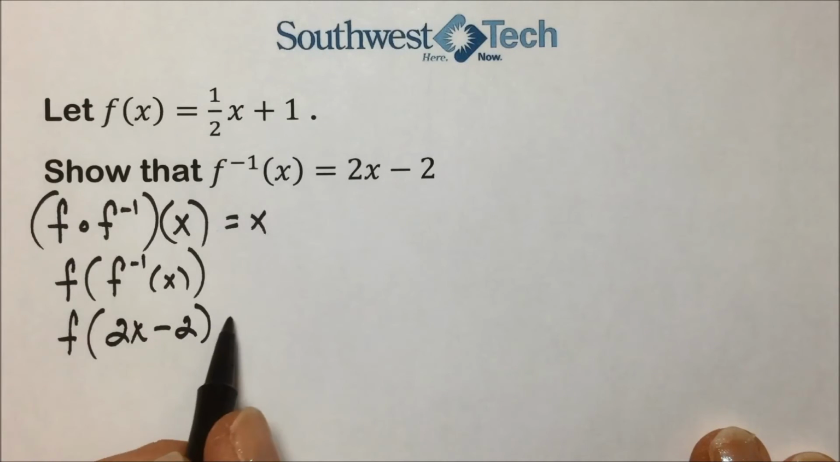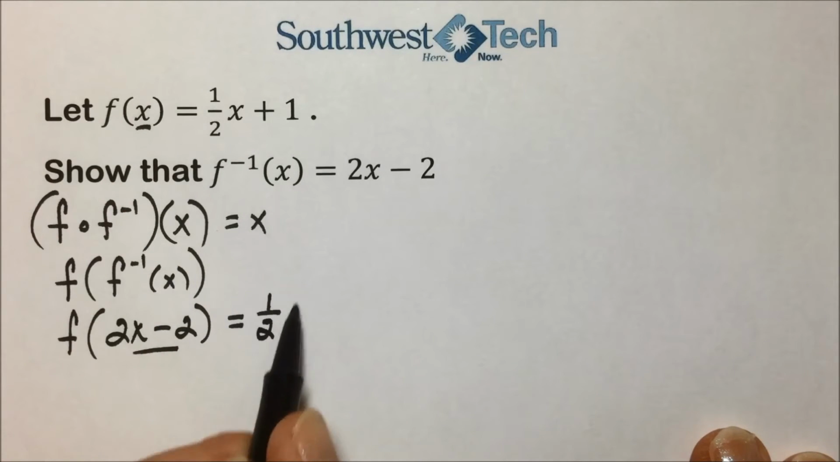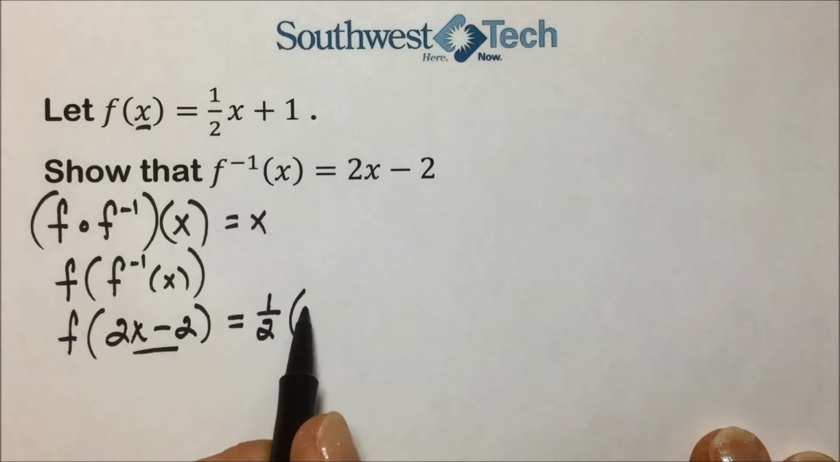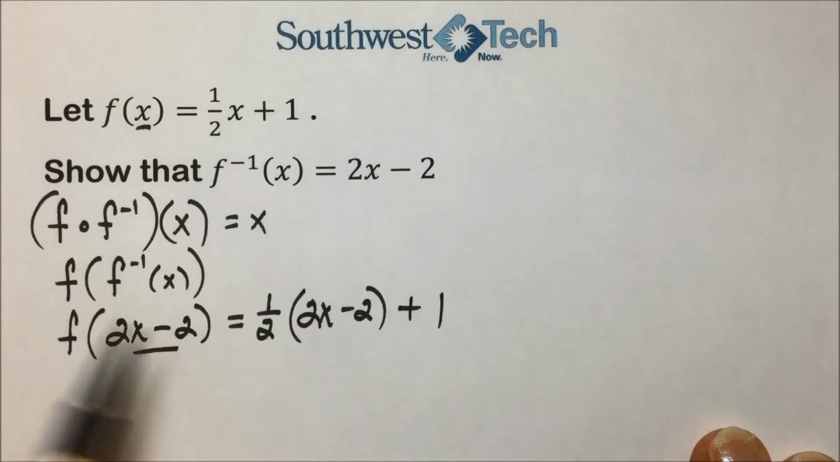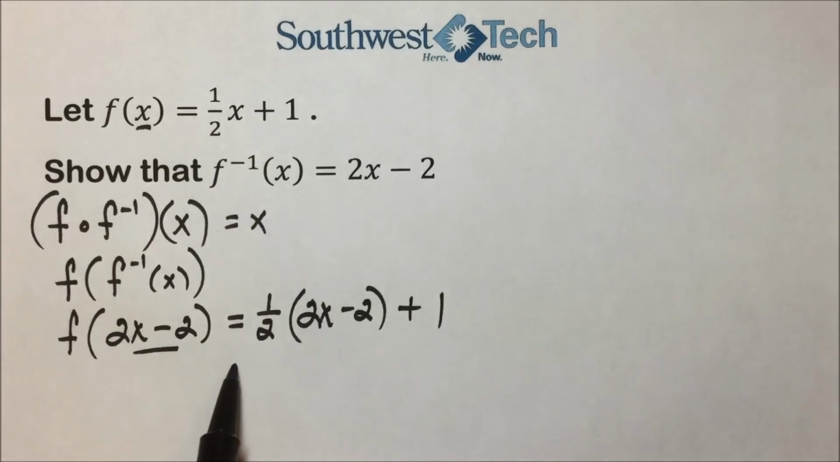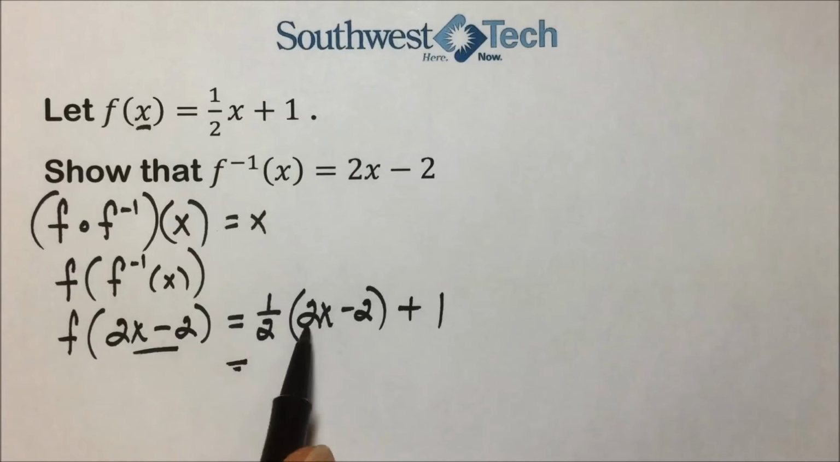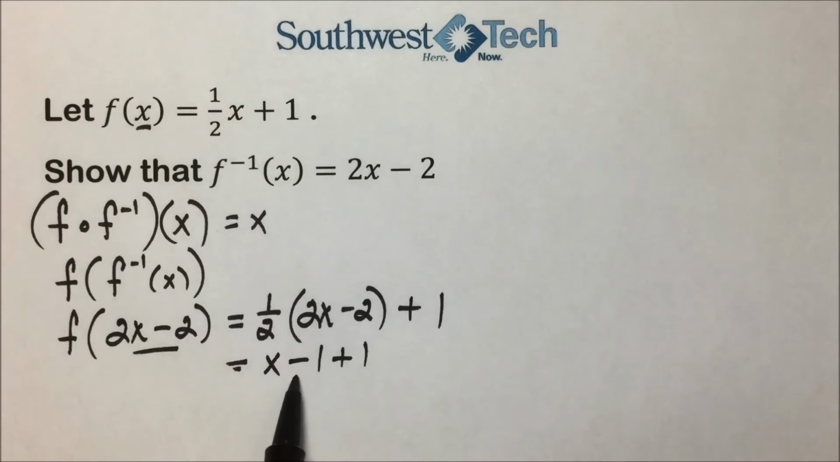Evaluating the function f with this term in place of x says take 1/2 times the quantity that you're evaluating your function as, which is 2x minus 2, and then add 1 to it. So I have 1/2 times our special x plus 1. Simplifying, 1/2 times 2x leaves an x, 1/2 times -2, they're reciprocals, multiplied together gives us a -1 plus 1, minus 1 plus 1, simplifying further gives us x. So we're halfway through our proof.